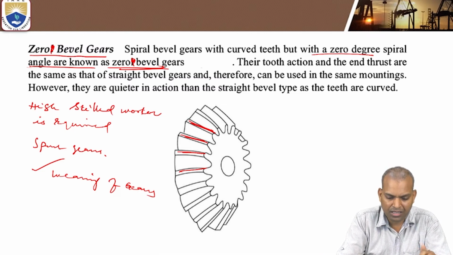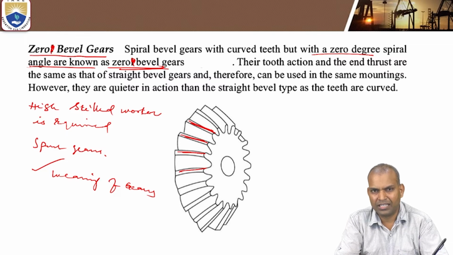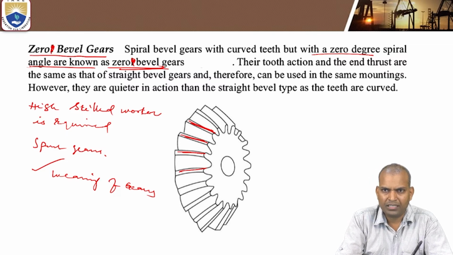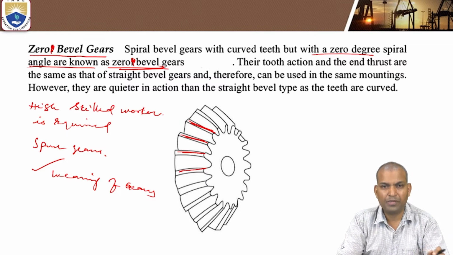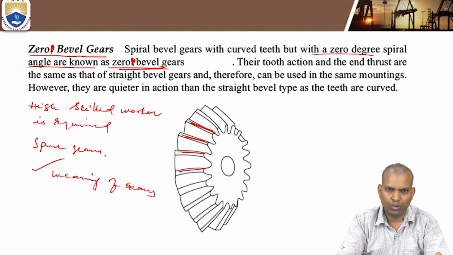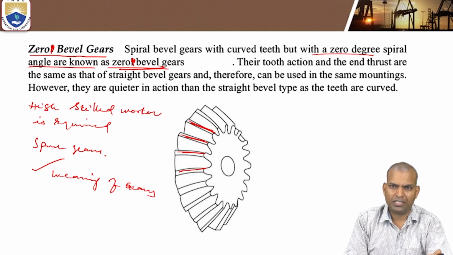That is because of spur gear contact. There is a chance. But in these type of gears, zero bevel gears, such type of slipping is low in comparison to spur gears.